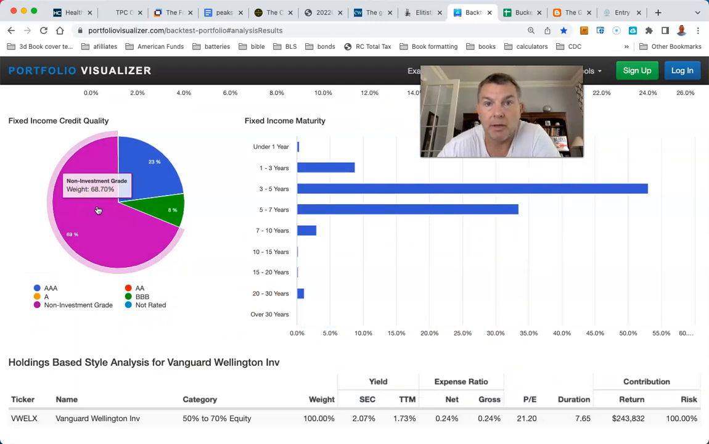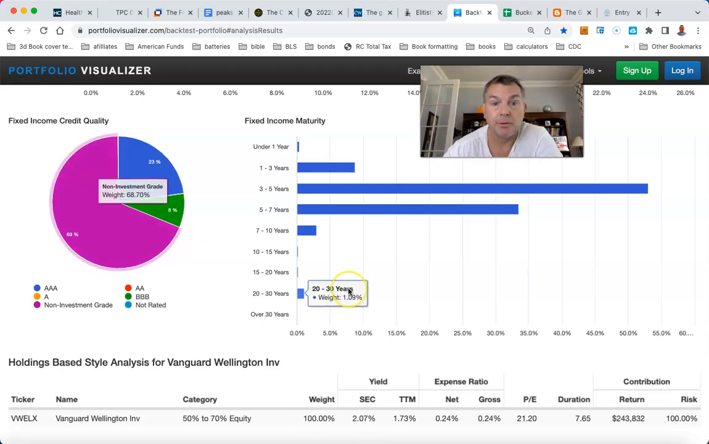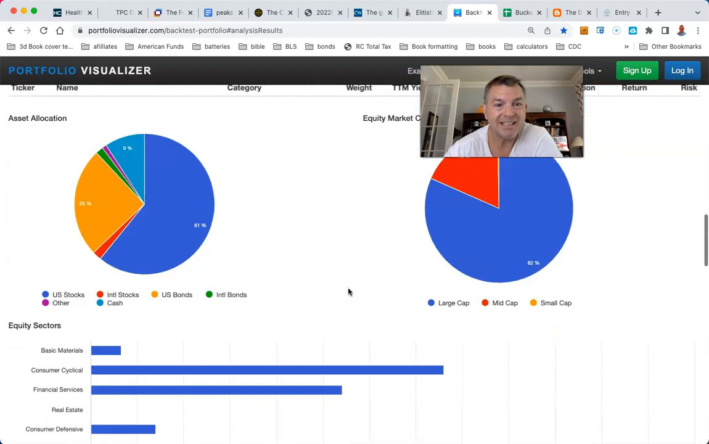Now, here's the issue. Non-investment grade was a credit quality. That's what I didn't like. Junk bonds. So they got a bunch of junk bonds in there. Of their fixed income, over two-thirds are junk bonds. See, that's bothersome to me.